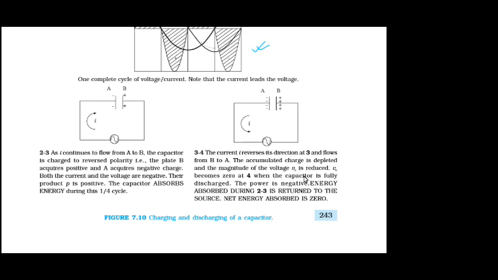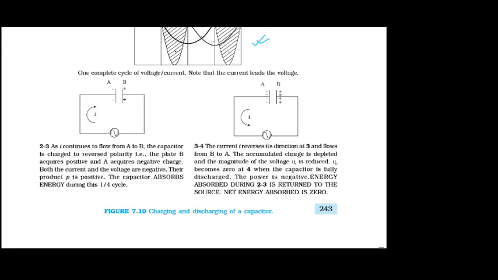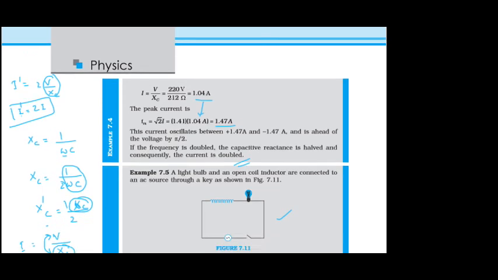In 3 to 4, what happens? The current I reverses its direction at 3 and flows from B to A. The accumulated charge is depleted and the magnitude of voltage Vc is reduced. Vc becomes 0 at 4 when the capacitor is fully discharged. The power is negative. Energy absorbed during 2 to 3 is returned to the source during 3 to 4. Net energy absorbed is 0. And these are the four quarter cycles explained.